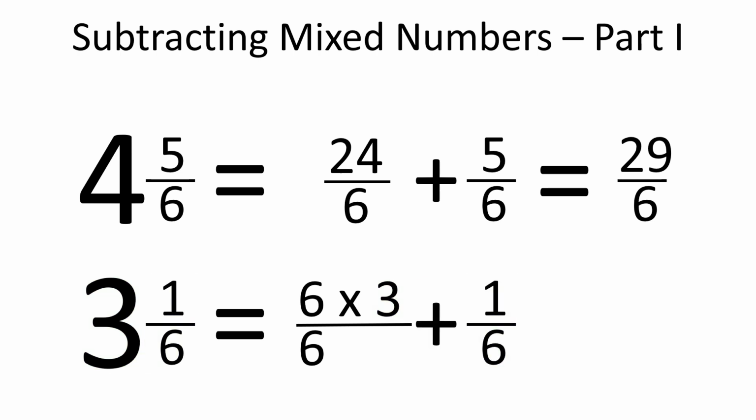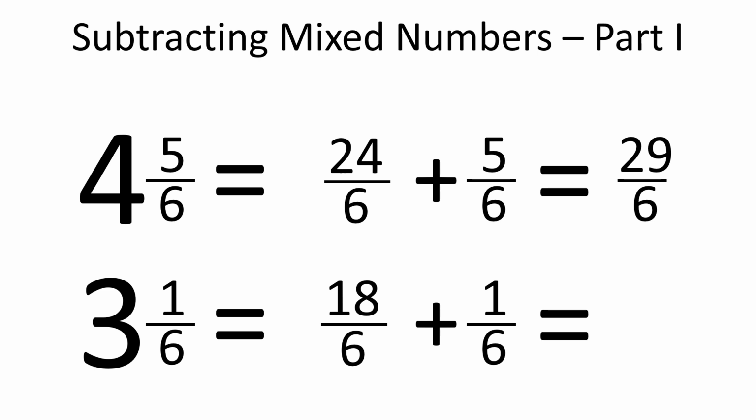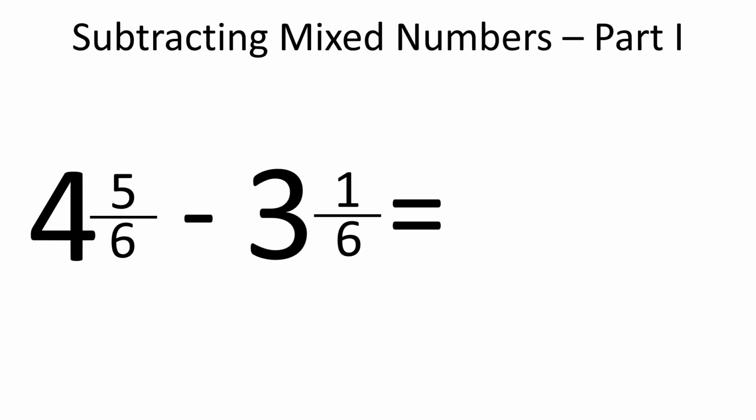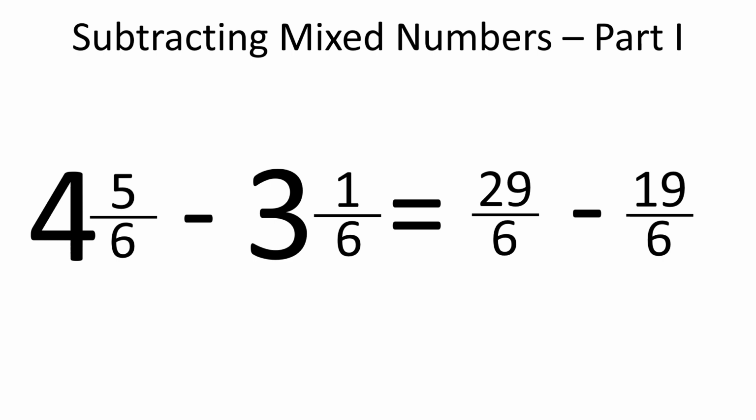3 times 6 is 18, so we have 18/6, and we have to add to that 1/6, and that is equal to 19/6. So 4 and 5/6 minus 3 and 1/6 can be represented as 29/6 minus 19/6.